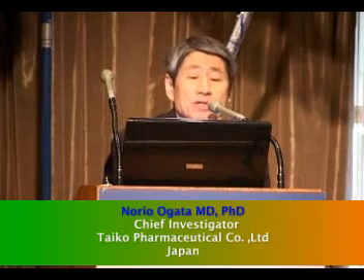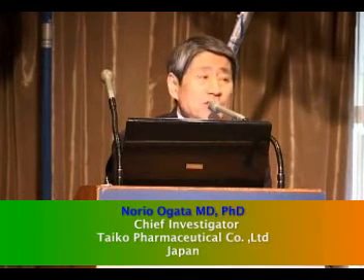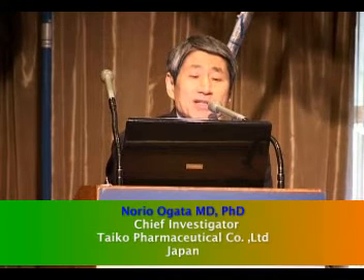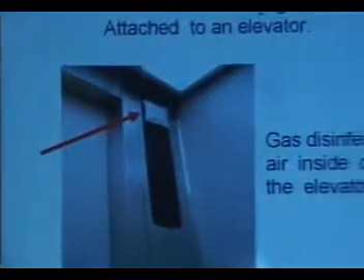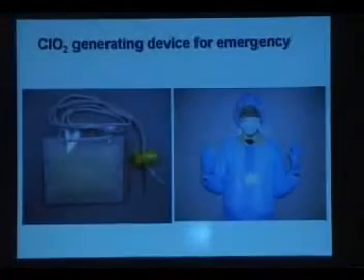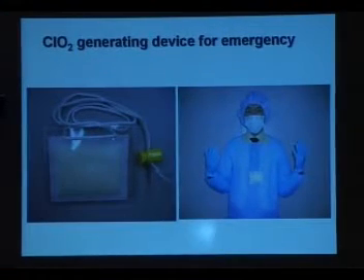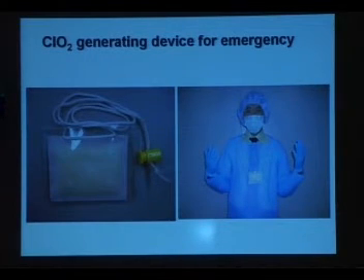This picture shows how to use the chlorine dioxide gel. In this case, the gel is attached to the inside of an elevator. The gas disinfects air inside of the elevator. This is another chlorine dioxide generating device for emergency use. This can be put on the neck, and the concentration around the face is below the safe level, but effective level to kill all microbes around the face.